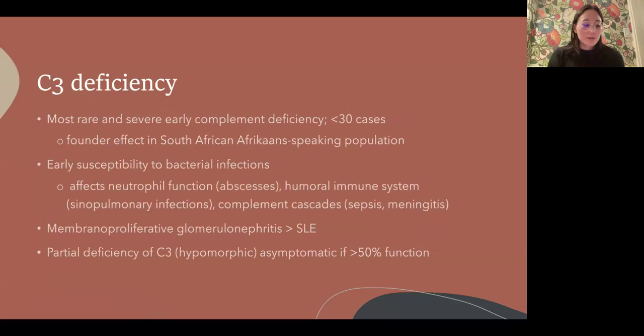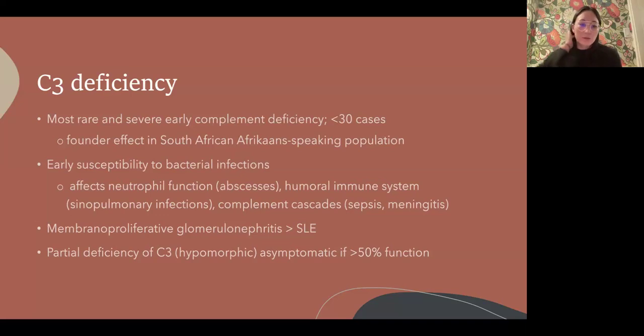So C3 deficiency is very, very rare and very, very severe. There's not been that many cases reported of this. There's an increased prevalence of it in a certain South African population. But these patients, because they don't have any C3, really none of the complement cascade can work. So they have really bad infections, abscesses, sepsis, meningitis, and then they also get pretty bad autoimmunity, more so this membranoproliferative GN, more than lupus.